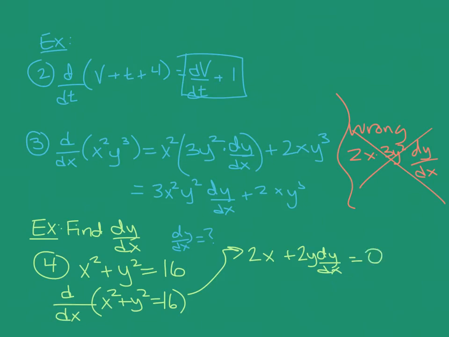Now my last step is that I need to solve for dy/dx. And you solve this just like you would solve any other equation. So I'm going to move over the 2x first of all. I get 2y times dy/dx is equal to negative 2x. Next, I just need to divide both sides by 2y. So when I do that, I get dy/dx is equal to negative 2x over 2y. So my final answer is negative x over y.